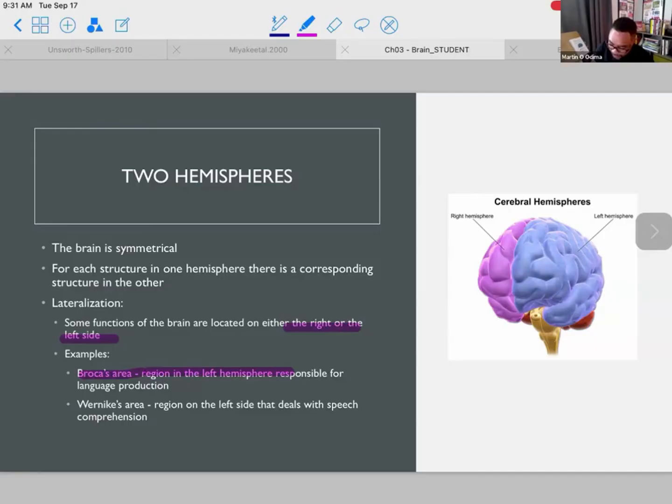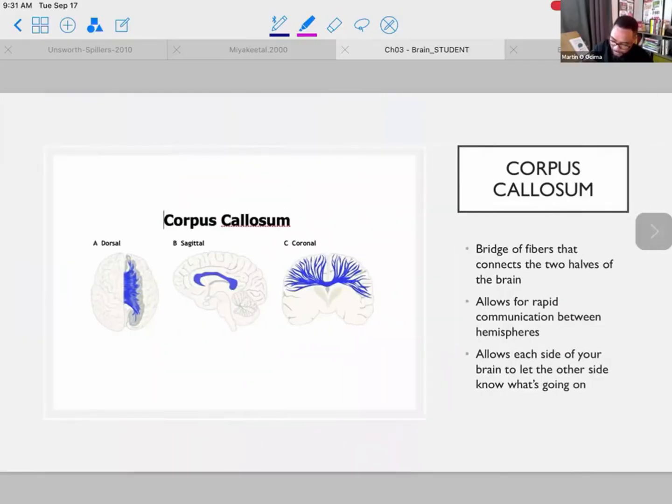And then Wernicke's area, which is a region on the left side that deals with speech and comprehension. The corpus callosum bridges the two halves of the brain. It's a bridge of fibers that connect the two halves and allows for rapid communication between the hemispheres, and allows each side of our brain to let the other side know what's going on.